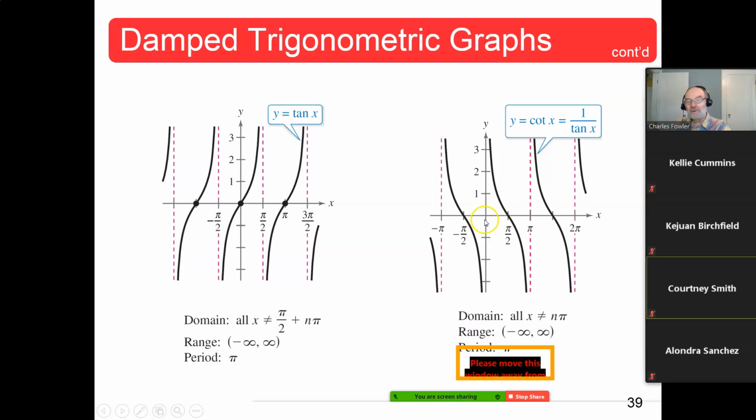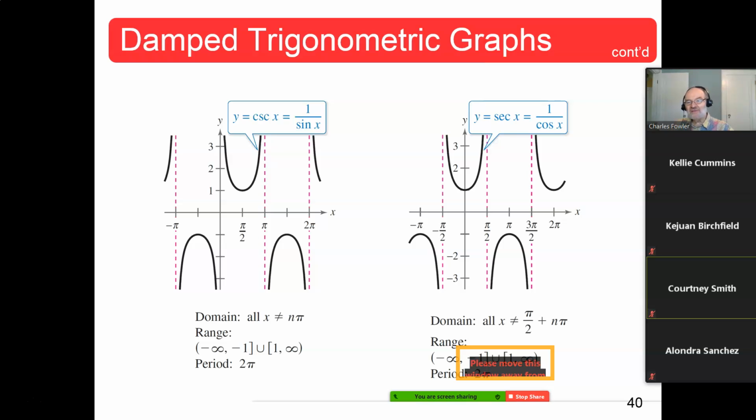So that would be at the whole pi's: at 0, at pi, at 2 pi, at negative pi, negative 2 pi, and so on, vertical asymptotes. Now, because everything's positive in the first quadrant, cosine has to be coming from positive infinity and going down to 0 at pi halves. So of course it's 0 halfway in between the vertical asymptotes, which are at your half pi's, and it's always decreasing. So domain all real numbers except your whole pi's. Your range is negative infinity to infinity, period is also pi.